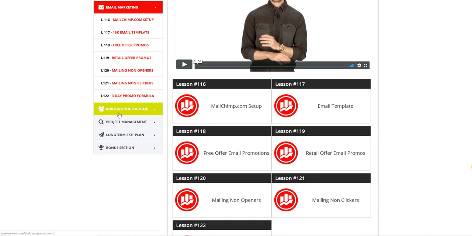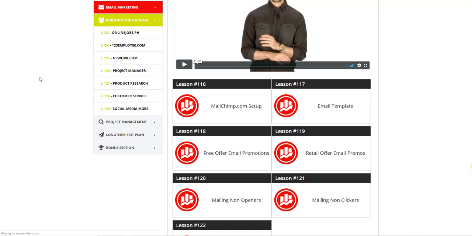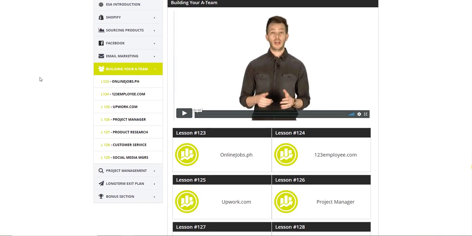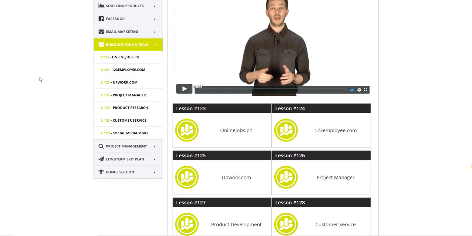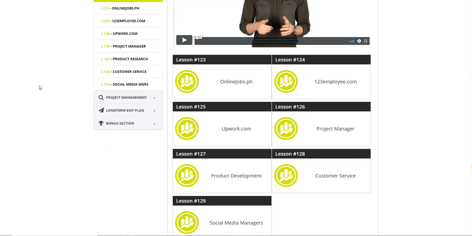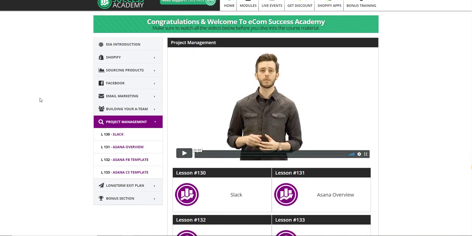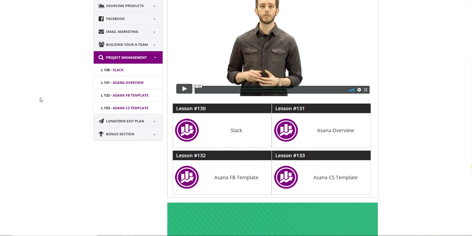Then the rest, building your A team. Really, this is all about setting up your outsourcing and customer service, and just hiring extra people. Of course, this also is really when your store is starting to make some money. Project management. This is really just the administrative part of setting up your store, or actually managing it from day to day with different types of software that you can use.